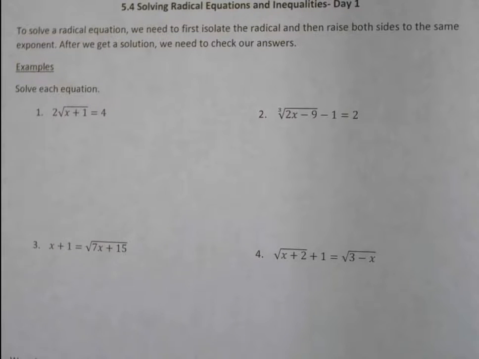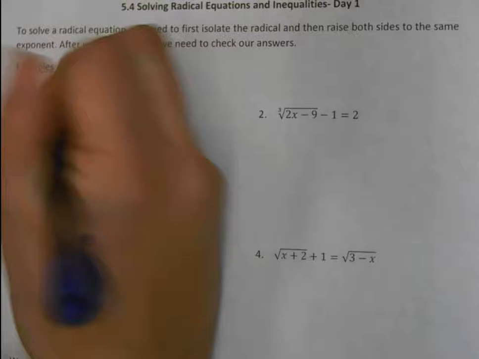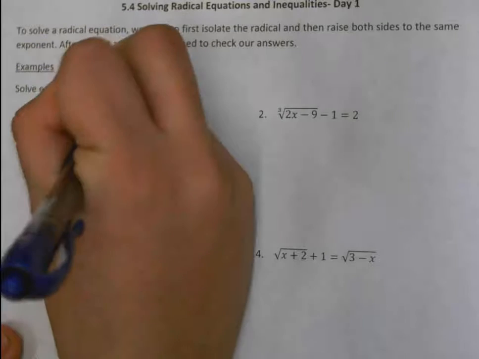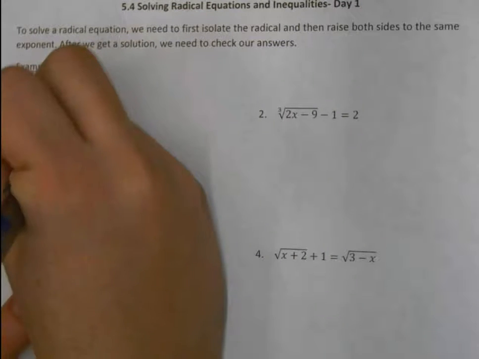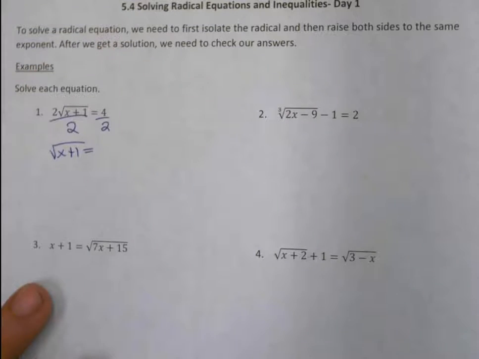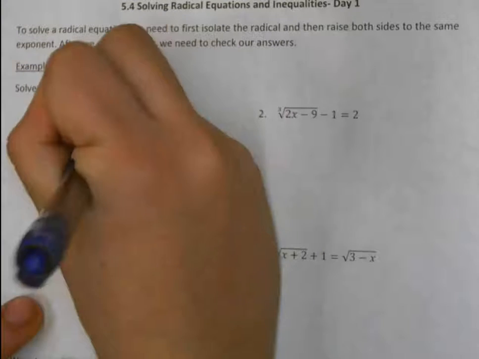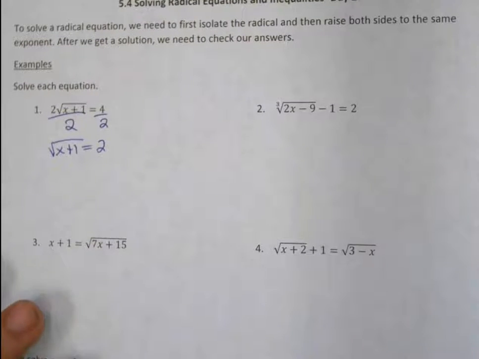No. Divide by 2. I can't distribute because of the radical, so I have to undo the multiplication. So then I just get the square root of x plus 1. What's 4 divided by 2? 2. Okay. Then what do I want to do?